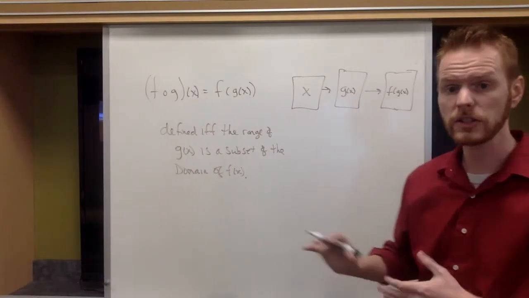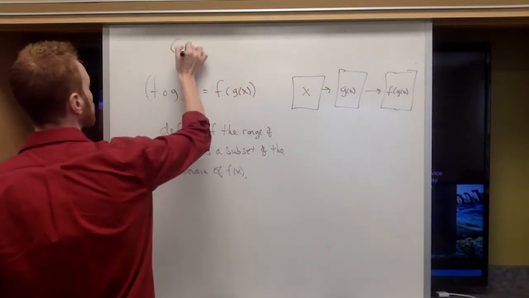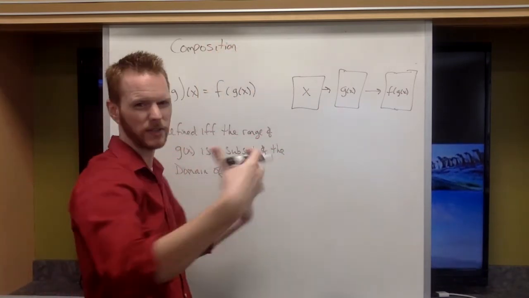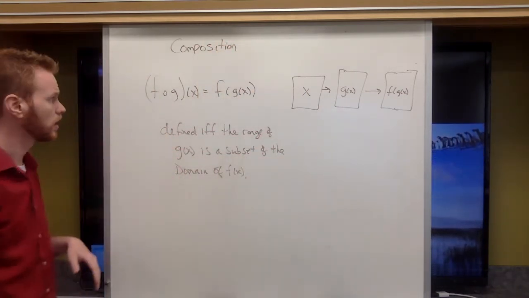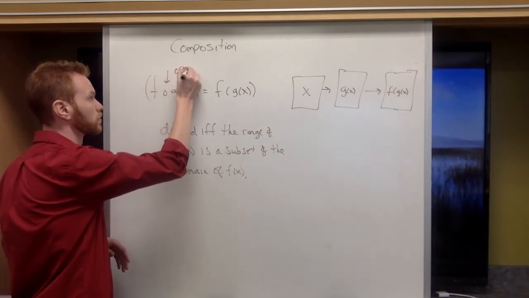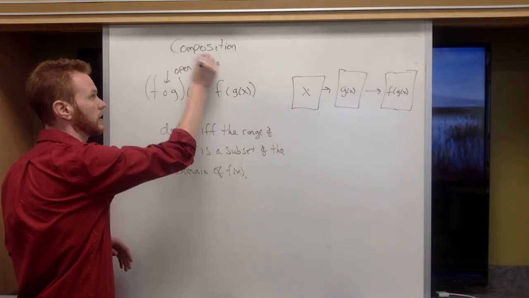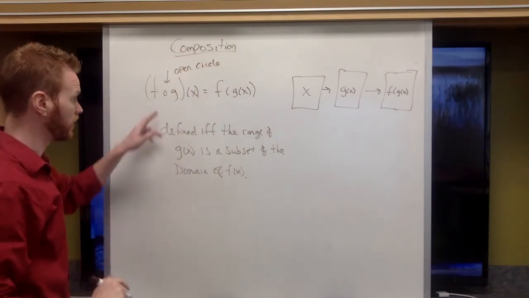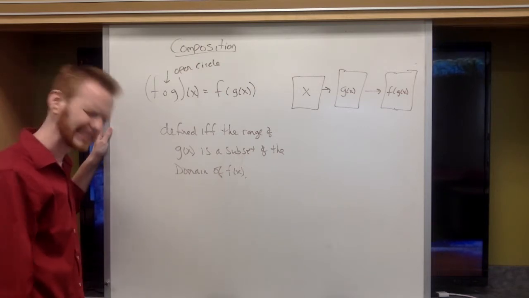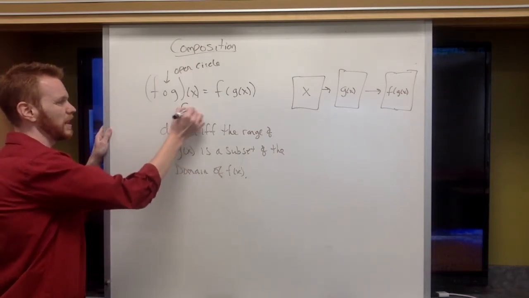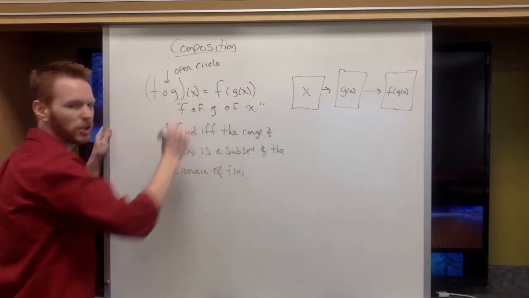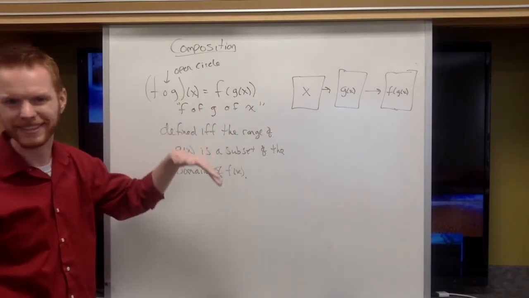So let's look at this. This is an actual composition. What we did previously was just basic operations. This is a composition. Now, this guy right here, there's an open circle here, which indicates that this is a composition. This is not fog. A lot of people like saying that, hey, it's fog of x. No, it's not. This would be f of g of x. That's how you would actually pronounce it, f of g of x.